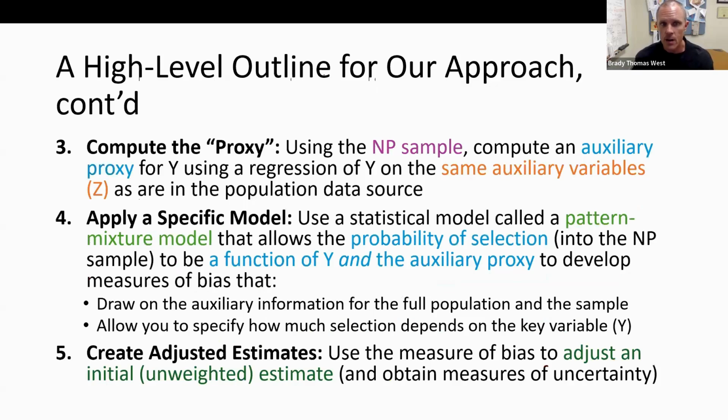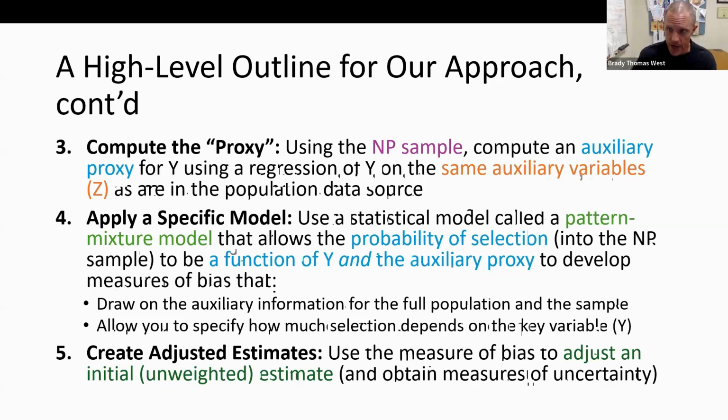Okay, step 3, compute what we call the proxy when computing these measures of selection bias. Using the data in your selected non-probability sample, compute what's called an auxiliary proxy for Y by regressing that key variable Y on the same auxiliary variables Z that are available in that aggregate population source. You fit a regression model of Y on those predictors using the data in your selected sample, and you can come up with a prediction of what Y would be based on that combination of predictor variables. We call that an auxiliary proxy.